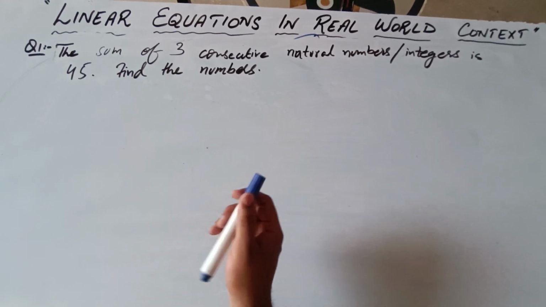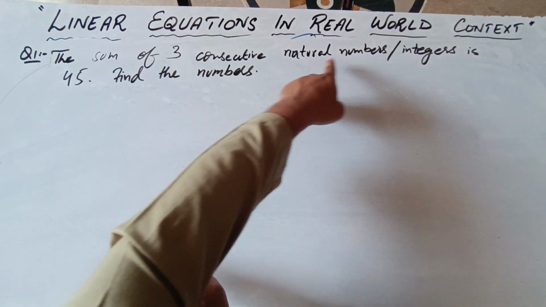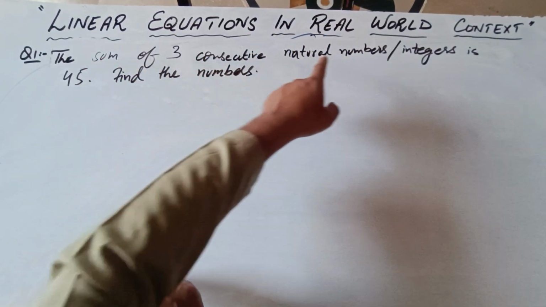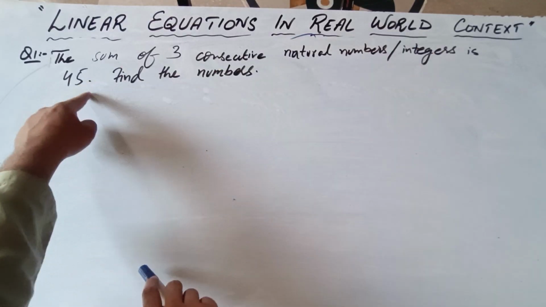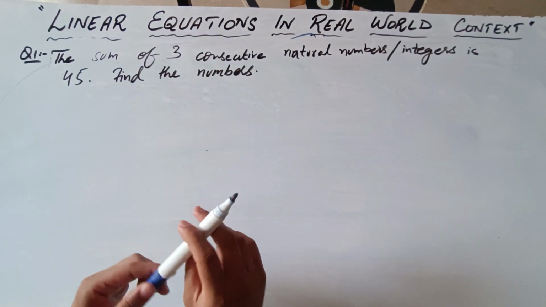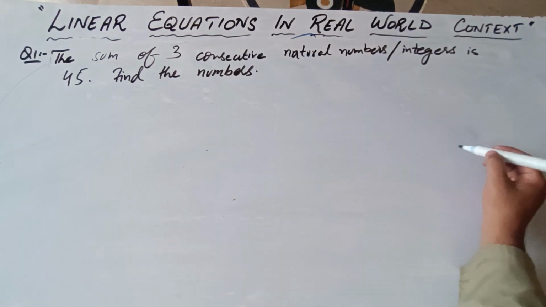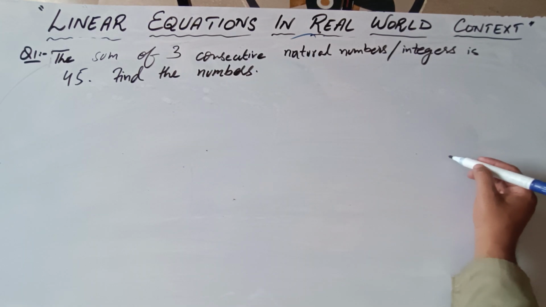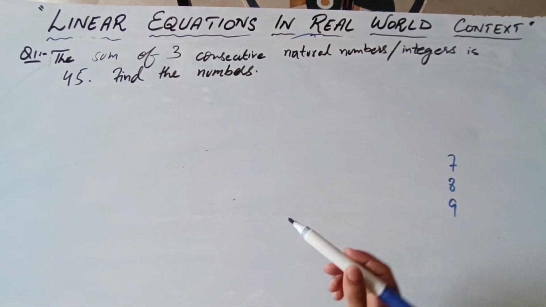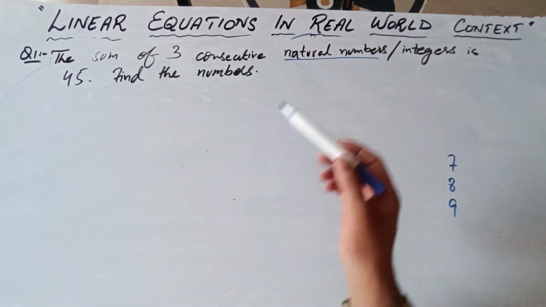Now let's see another question. In this question, the sum of three consecutive natural numbers, or in place of natural numbers it could be integers, is 45. Find the numbers. Take any three natural numbers, for example, three consecutive integers are 7, 8 and 9, and they are also called integers. So in the question it could be given as natural numbers or it could be integers.